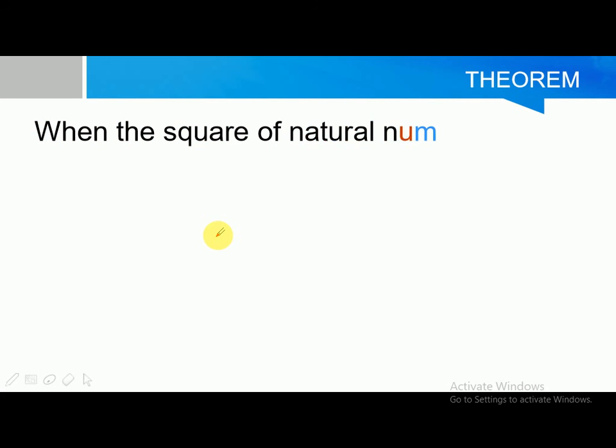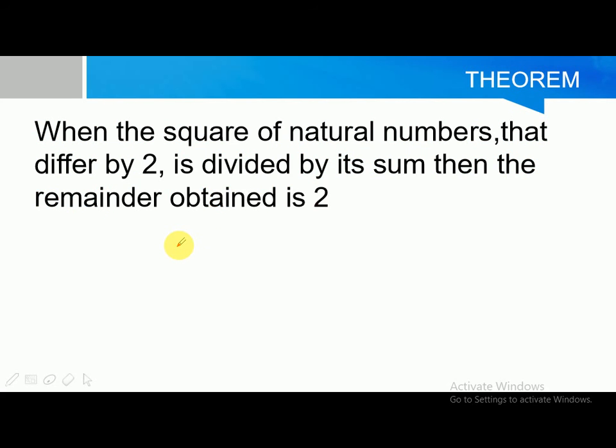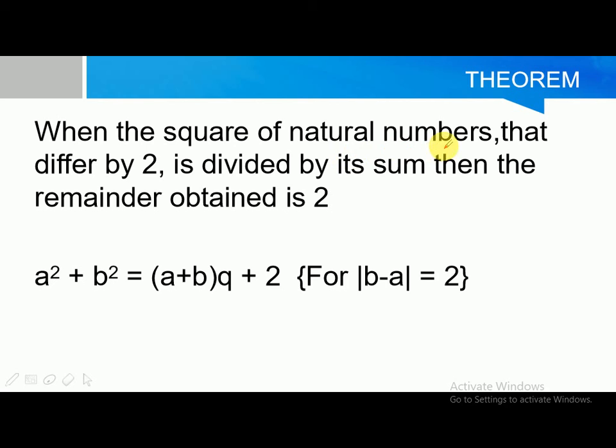Now what was the theorem that was stated? Nothing, just the formal representation of what we have studied. They said that when the square of natural numbers that differ by 2 is divided by its sum, then the remainder obtained is 2. And that's how simple it was. So if you have two numbers, let's say a and b, and you find a square plus b square, then they can be represented in the form of (a plus b) into q plus 2, which means the remainder will be 2 if a and b differ by 2, which means either a minus b is 2 or b minus a is 2. Either way around. That's why I put this modulus sign here.